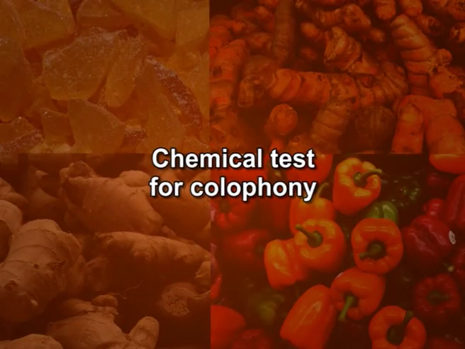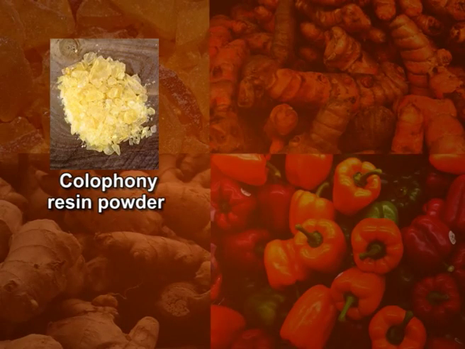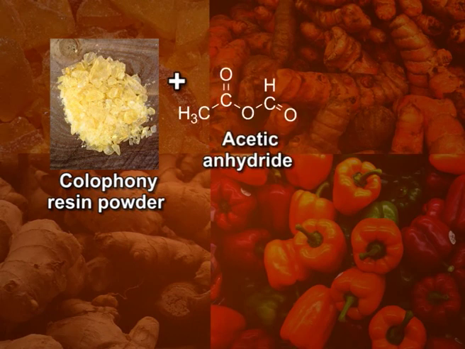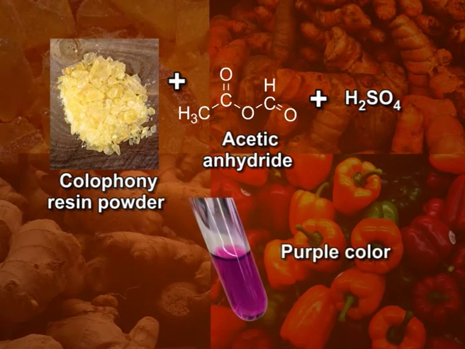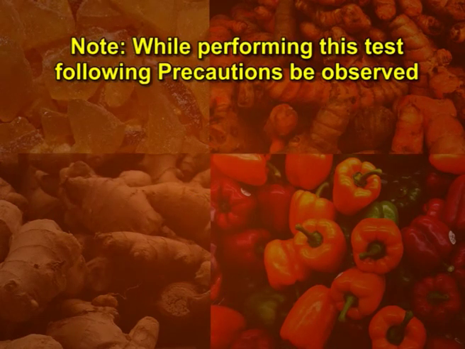Now, coming to the chemical test for colophony, when colophony resin powder is treated with acetic anhydride and sulfuric acid, a purple color is developed. This purple color finally changes to a violet color. Now, here it is important to note that while performing this test, the following precautions must be observed.